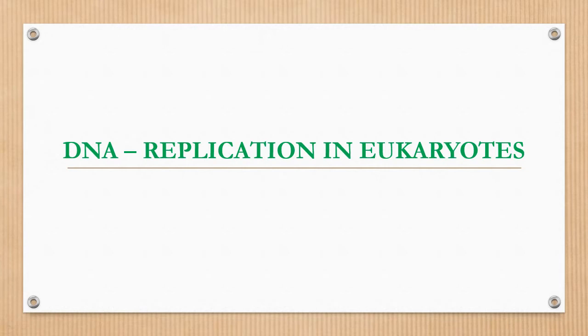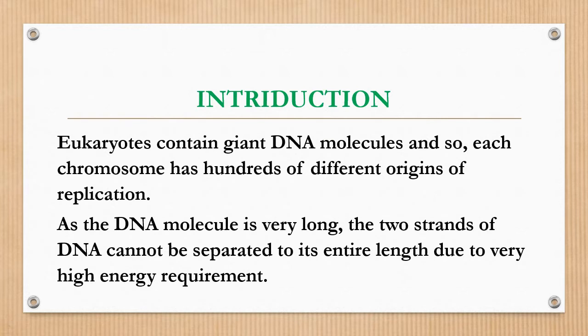DNA replication in eukaryotes. Introduction. Eukaryotes contain giant DNA molecules, and so each chromosome has hundreds of different origins of replication. As the DNA molecule is very long, the strands of DNA cannot be separated over their entire length due to very high energy requirement.